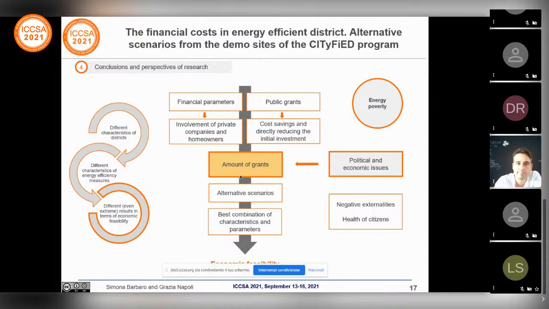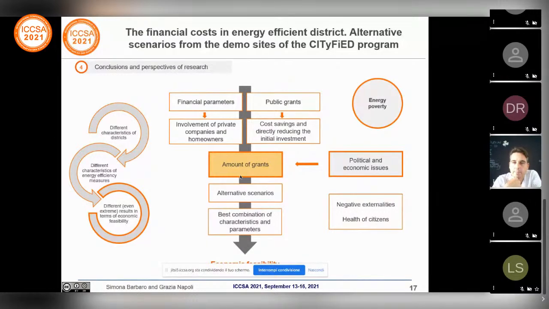On the other hand, public subsidy allows the flow of savings and cost evidence to be appreciated in the medium term by directly reducing the initial investment. And this is particularly relevant in the case of urban scale infrastructure projects, such as district heating plants, whose initial cost can be very high, as in the case of Soma.